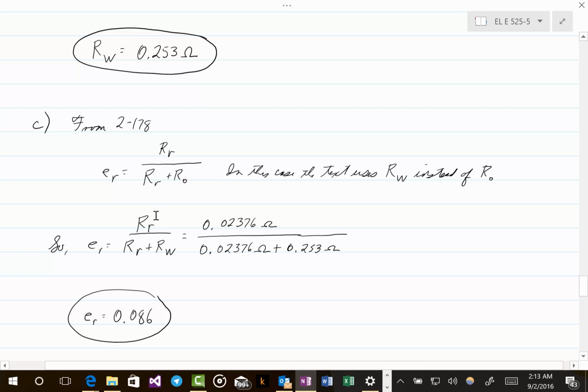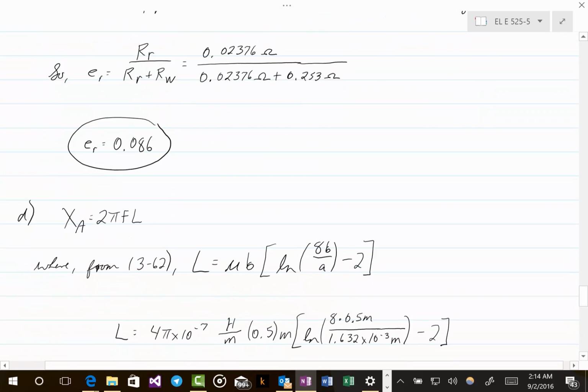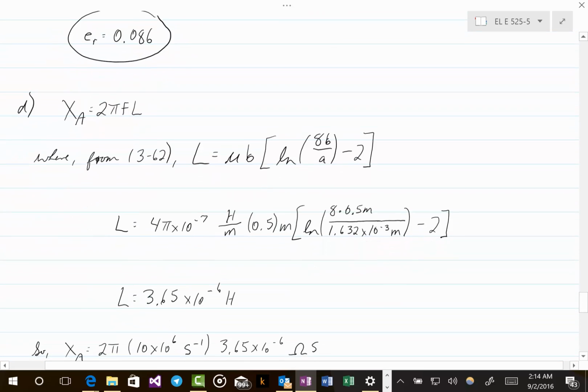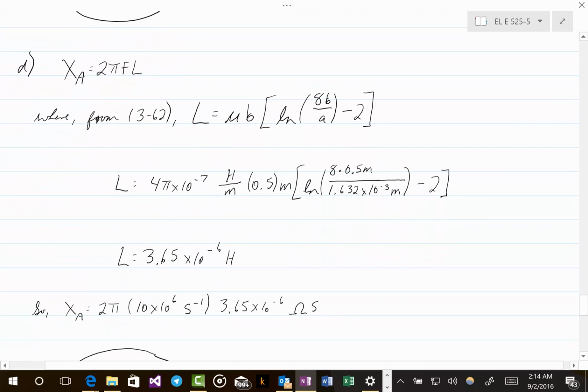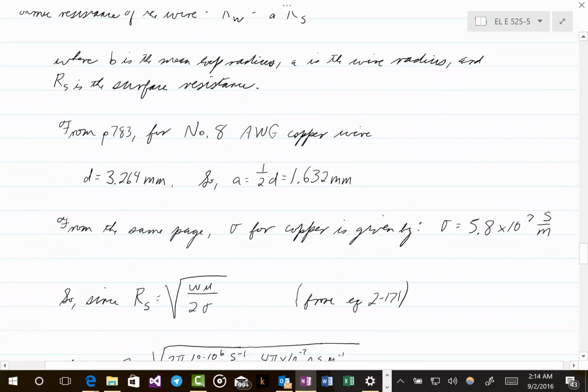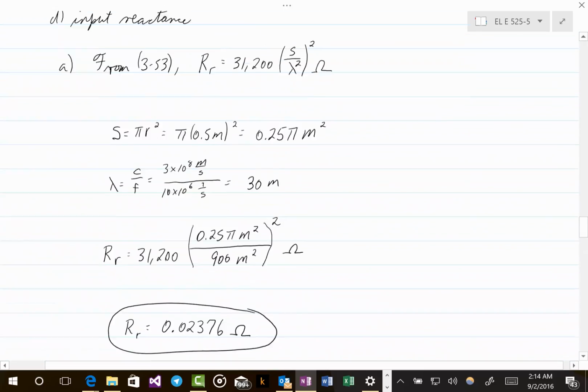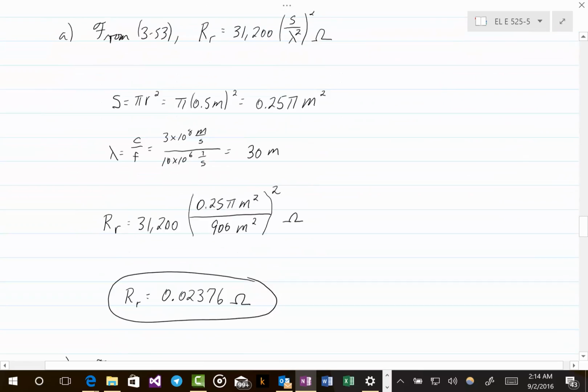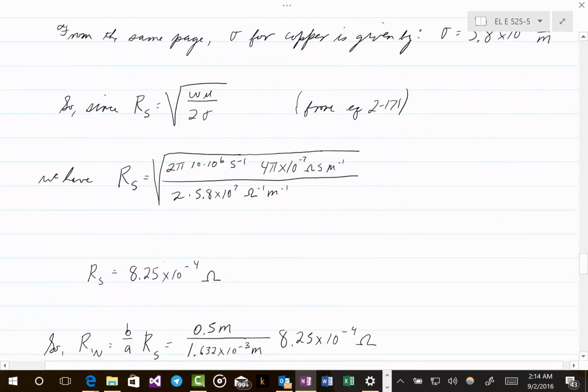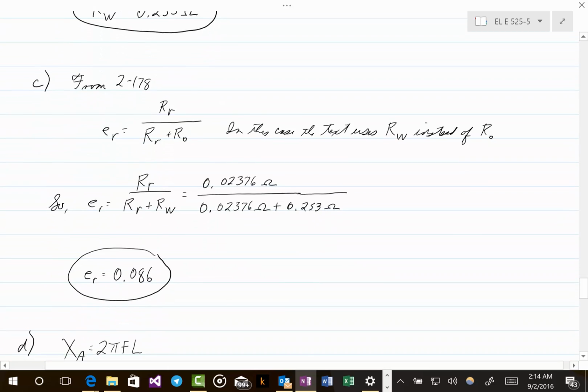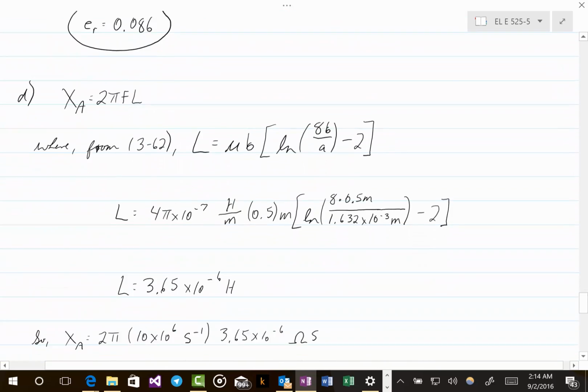And plugging in the values that we've calculated above for the radiation resistance and the ohmic resistance, we get an efficiency of 0.086, or in other words, 8.6% is the radiation efficiency. And then finally, we're asked to find here, if you look at part D, the input reactance. So we come back down here to finish up this problem and this lecture.